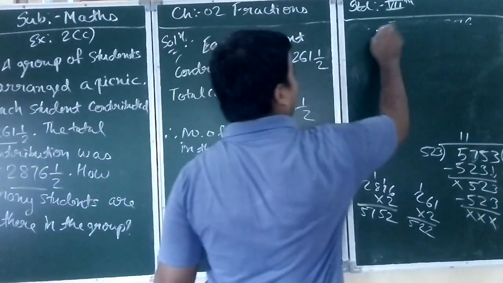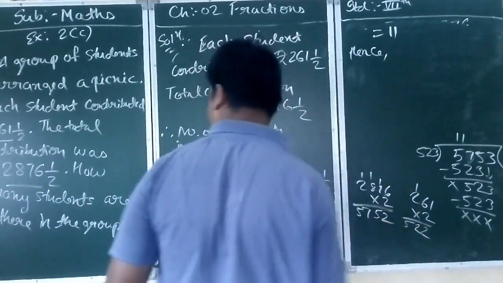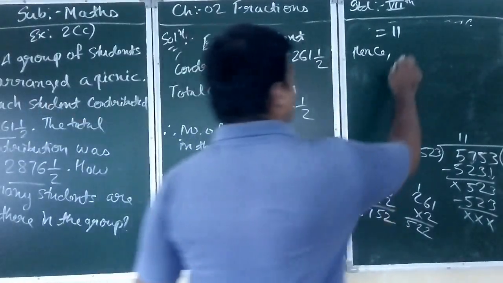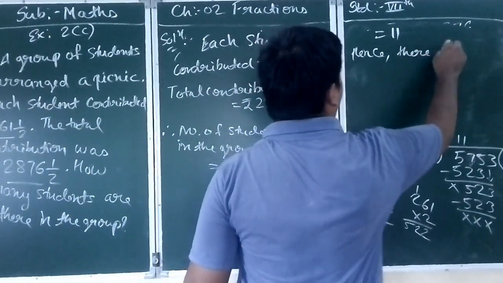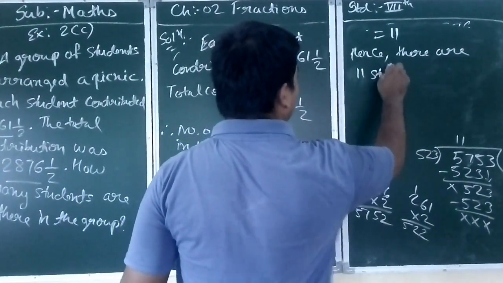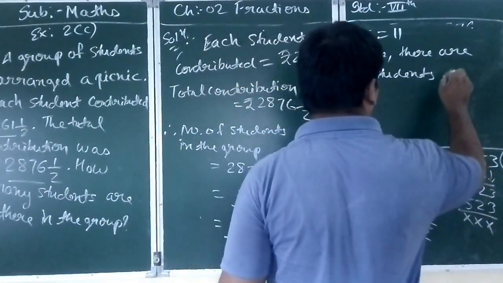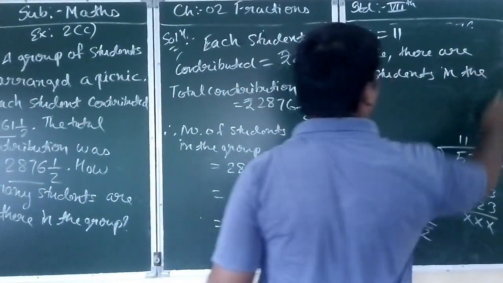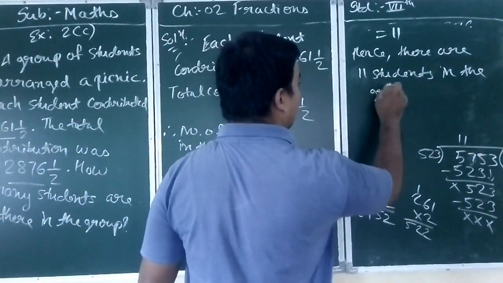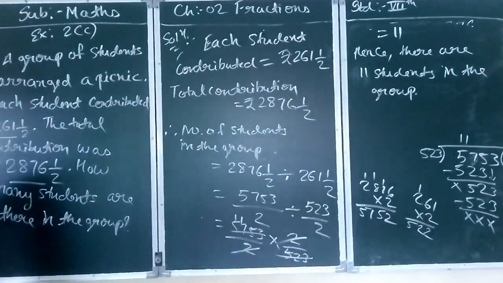Hence, there are 11 students in the group. How many students are in the group? There are 11 students in the group. Okay? And copy this one.